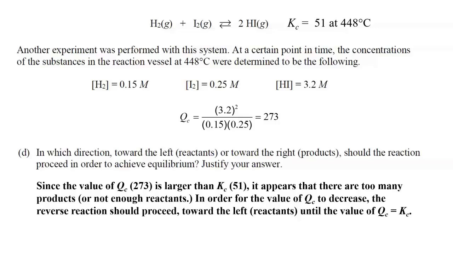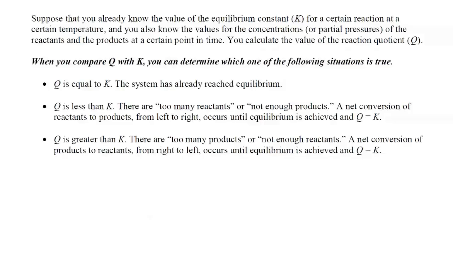Now, before I talk about question 7 in your packet, I'd like to spend some time discussing this situation of comparing Q, the reaction quotient, with K, the equilibrium constant. So suppose that you already know the value of the equilibrium constant, K, for a certain reaction at a certain temperature. And suppose that you also know the values for the concentrations or partial pressures of the reactants and the products at a certain point in time. You can calculate the value of the reaction quotient Q, and then you compare Q with K. When you compare Q with K, you can determine which one of the following situations is true.